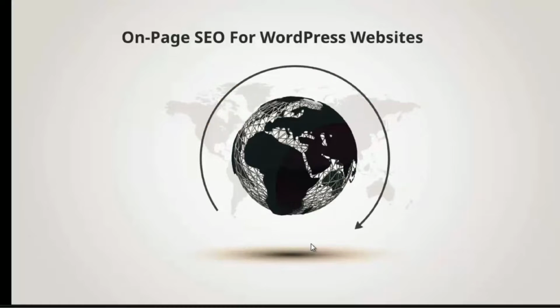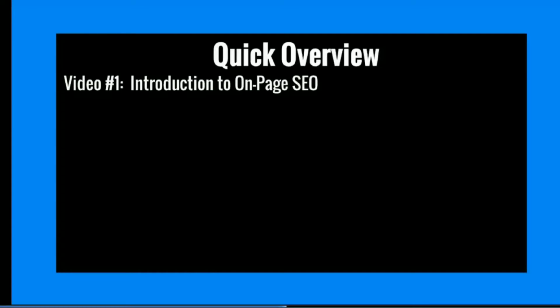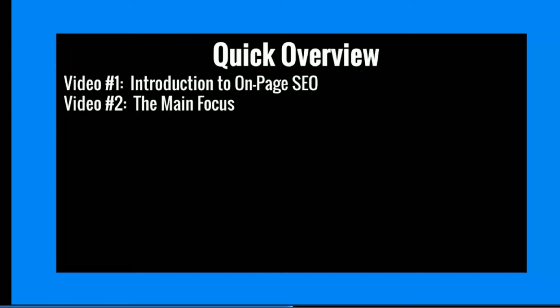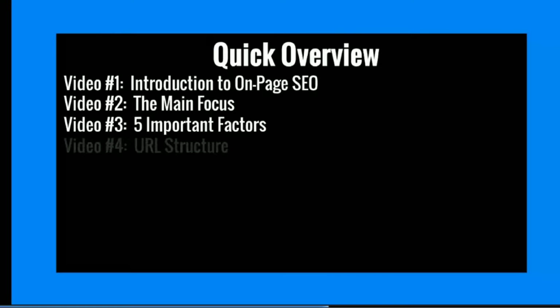Hello and congratulations on getting access to this video course on-page SEO for WordPress sites. Of course, this is video number 1, which is the introduction. Video number 2 is going to be the main focus. So we're going to make sure that you have a clear view of what we're going to talk about. Video number 3, we're going to talk about 5 important factors that you definitely should implement in your WordPress site. Video number 4, we're going to talk about the URL structure, such as what should your domain look like, what should the URL look like, and all of that.